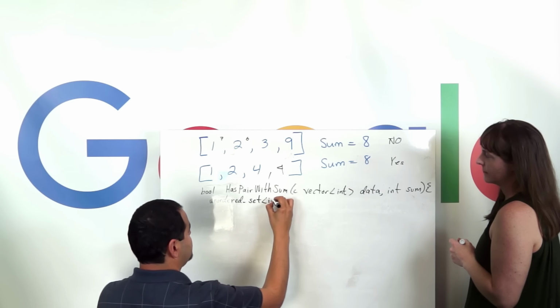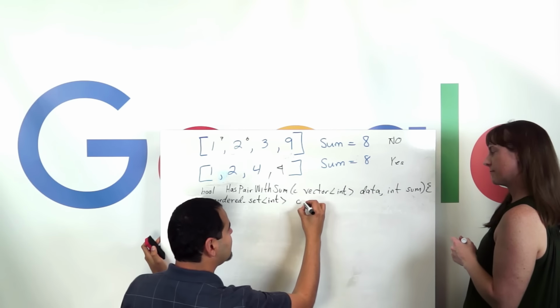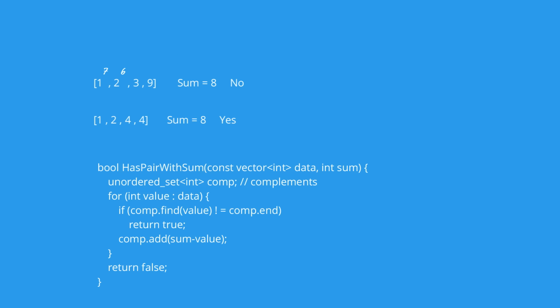Of integers still. And I'm going to call it complements. Well, I don't want to write complements all the time, so I'm just going to call it comp. And say these are the complements, as in whatever I need to get the target sum. And so as I said, I just need to be building it up little by little.